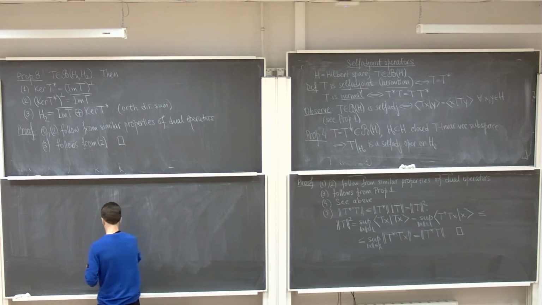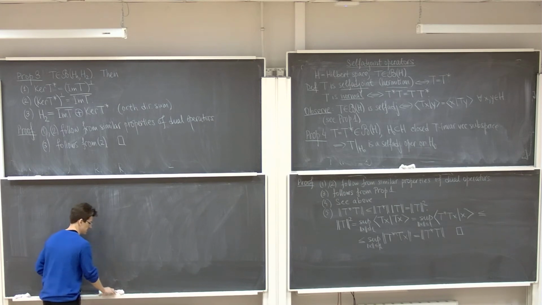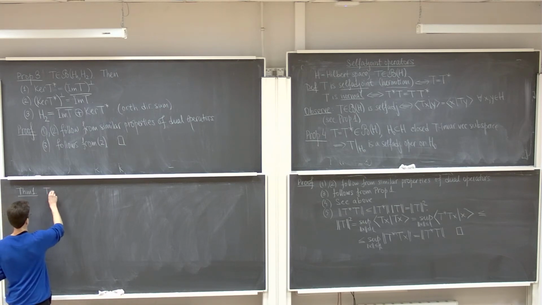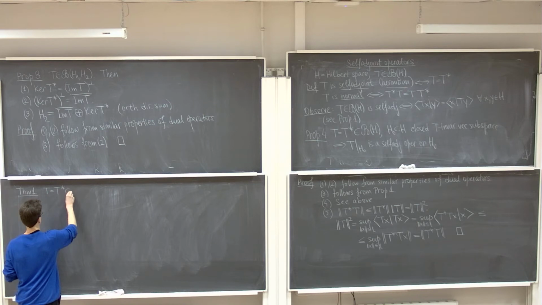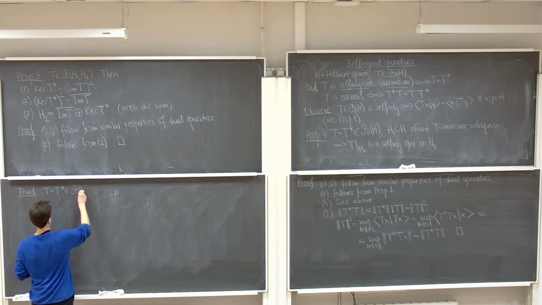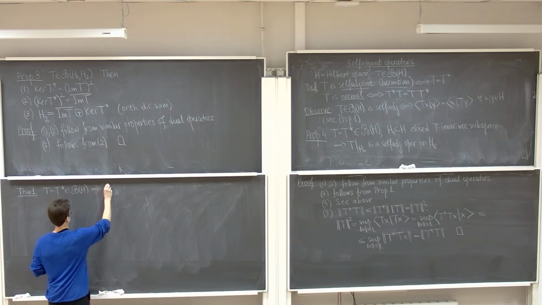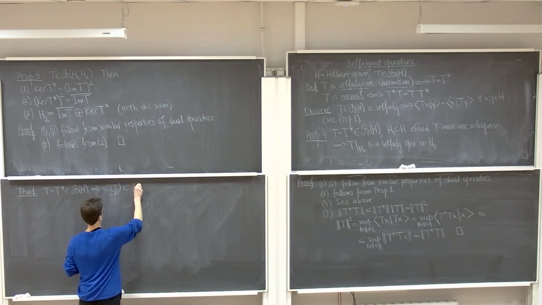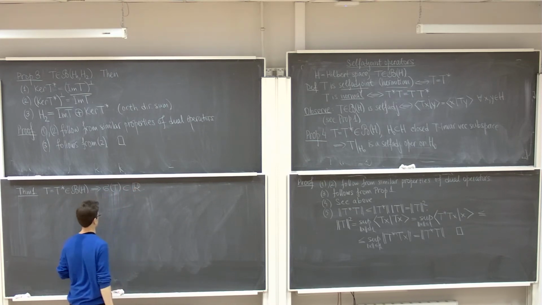Self-adjoint operators have many nice properties. For example, we have the following result. Let it be Theorem 1, which is quite important. If T is a self-adjoint operator on a Hilbert space, then the spectrum of T is real.